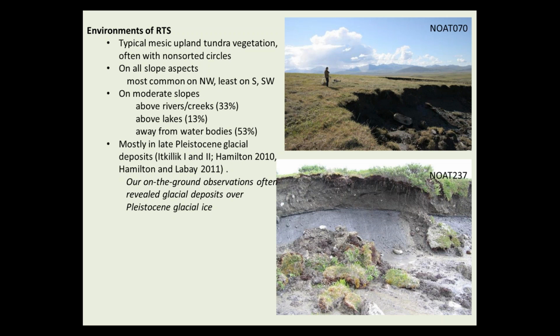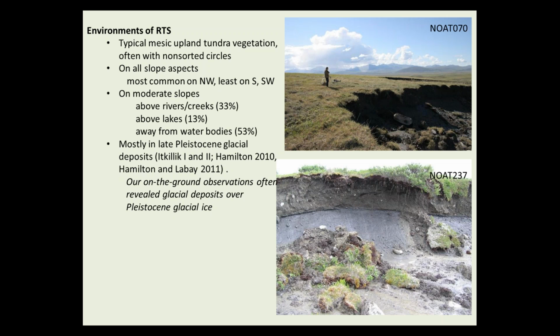I was able to then compare them to various environmental factors. And Andrew Balser actually did more of this with his thesis, where he looked at the environmental features that are associated with these slumps. But in general, they're typical mesic upland tundra vegetation in my area. They also occur in the taiga and other parts of the world. They occur on all slope aspects. You might say, oh, they'll be on southern slopes because that's where it thaws. But actually, they're more common on northerly facing slopes in my study area, although they do occur on all aspects.